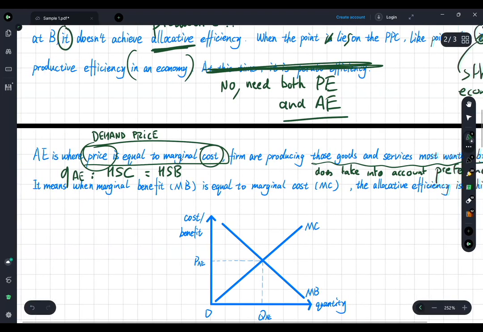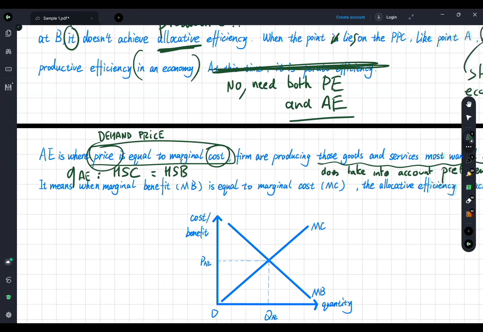Instead, I just say AE is when the marginal social cost is equal to the marginal social benefit. And therefore, when this is achieved, we maximize social welfare, we maximize total surplus. That's it. That makes way more sense than just focusing on what people want.